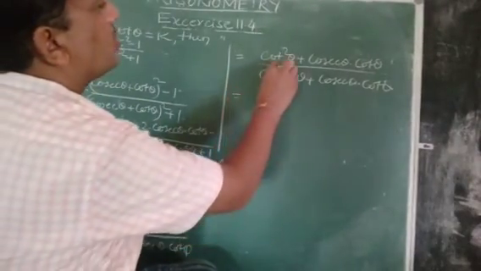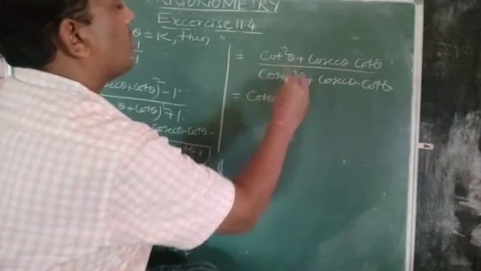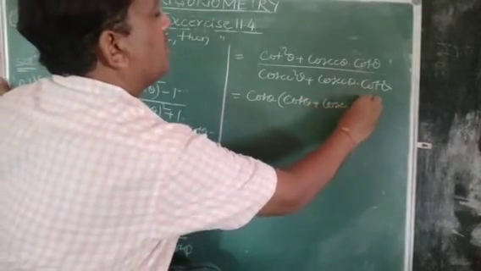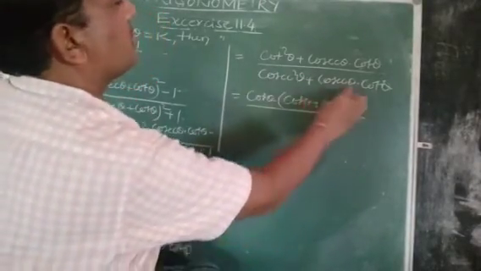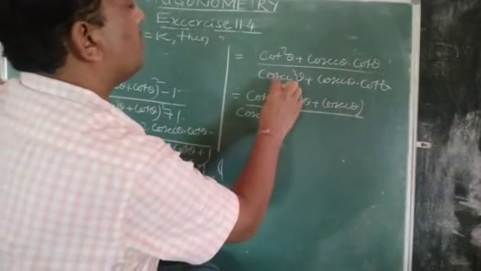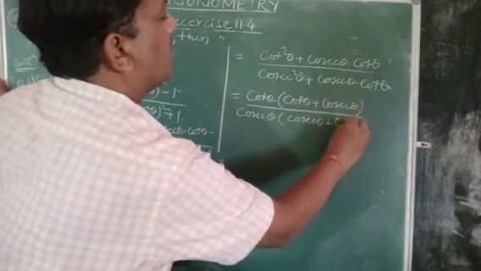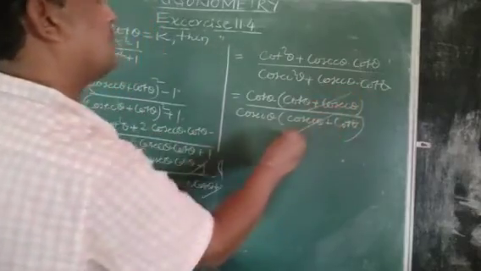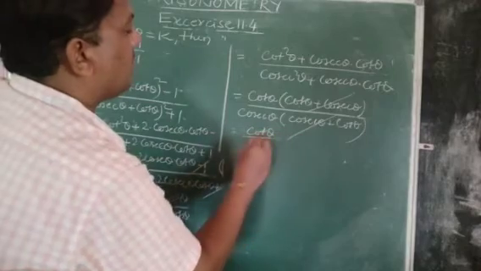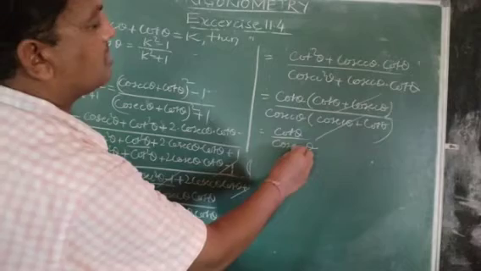Let's see. Here cot square theta, here cot theta, so cot theta is common. If cot theta is common, what is left here? Cot theta plus cosec theta. In the denominator, divide by, cosec theta is common. If cosec theta is common, what is left is cosec theta plus cot theta. Yes children, this cot theta plus cosec theta cancelled. What is left? Cot theta by cosec theta.